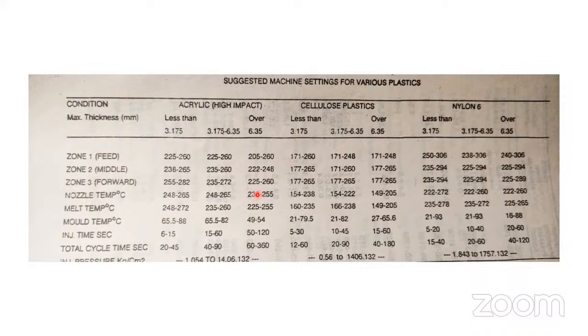Setting temperature: see, all zones, nozzle zone, melt zone, mold temperature. See the mold temperature here, that also goes on decreasing. Injection time, see here, it requires a higher temperature and injection time. Here it is very low. Total cycle time in seconds here is high, 1 minute and more. Here it is only 45 seconds, because the thickness is less than 3.